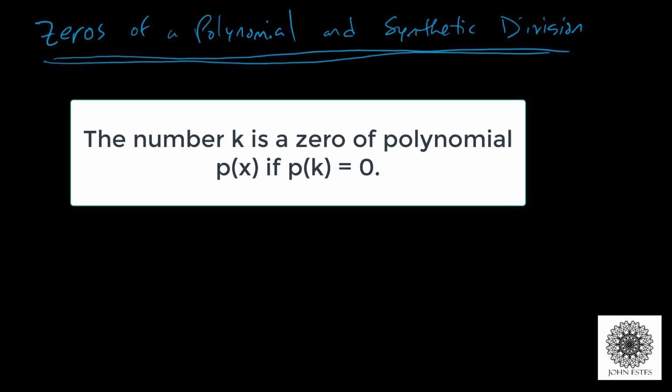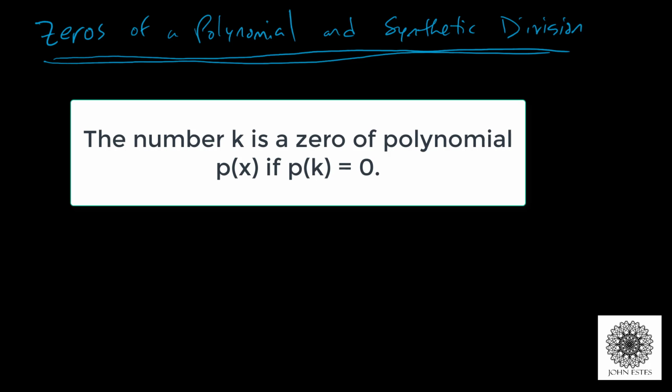Now we have some other ways of saying this. We can say that k is a root of the polynomial or a solution to the equation p of x equals 0. Or in the graphical sense, a zero or a root shows up as an x-intercept. So your zeros are where your polynomial crosses the x-axis. Okay, now what does this have to do with division?